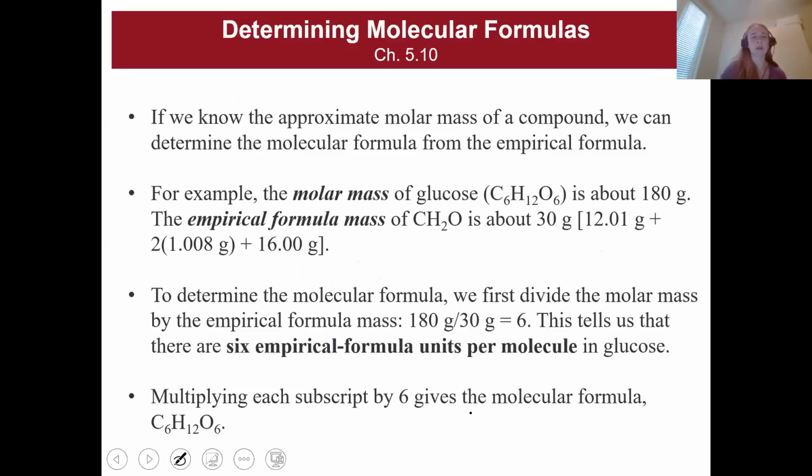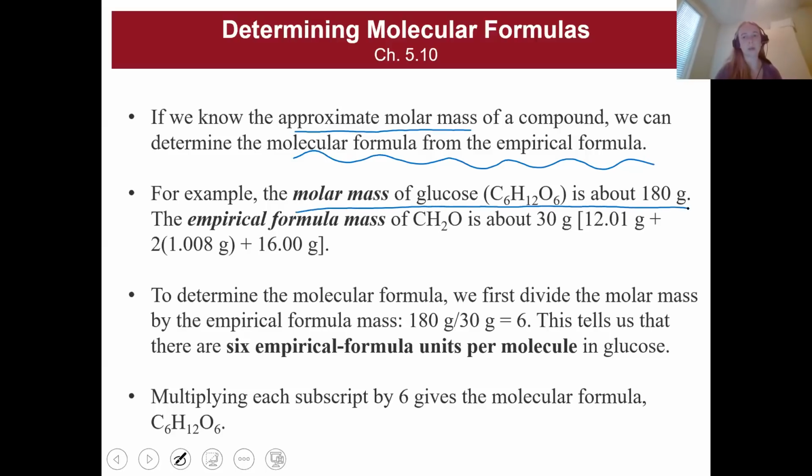All right, so this comes from your book. If we know the approximate molar mass of a compound, we can determine the molecular formula from the empirical formula. Here's a different example. Instead of cyclopropane, now let's look at glucose. We mentioned glucose at one point in a few lectures ago, maybe. The molar mass of glucose is about 180 grams.